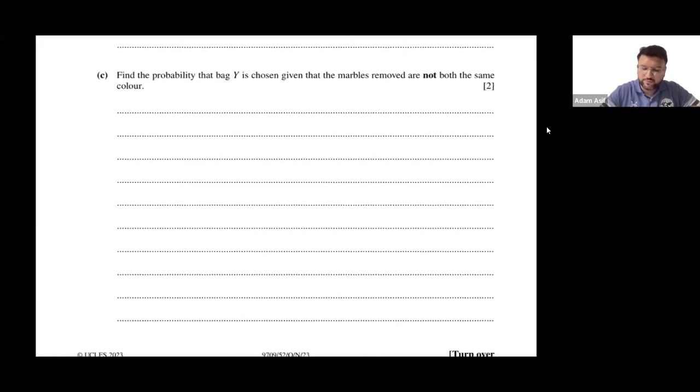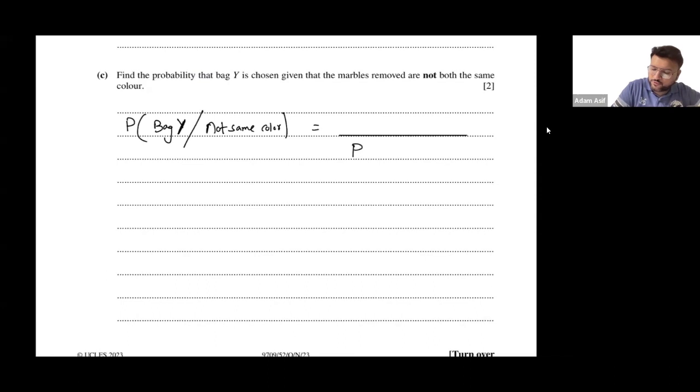Part C says find the probability that bag Y is chosen given that the marbles removed are not the same color. So we need to find this conditional probability that bag Y is chosen, given that the marbles removed are not the same color. In the denominator, you are going to have the probability of not same color, that is 1 minus the probability of having the same color. And in the numerator, it should be an intersection of bag Y and same color.